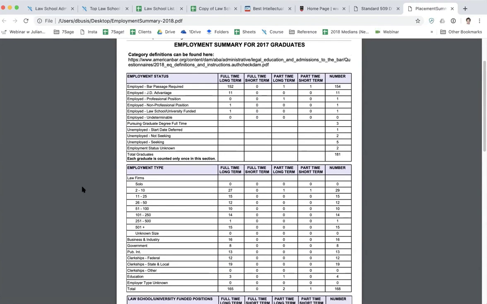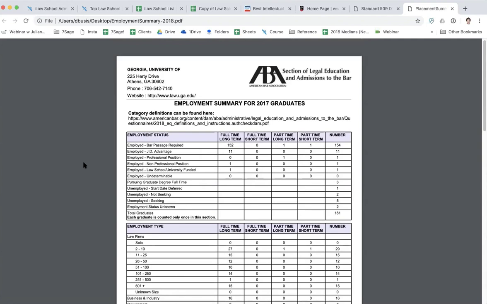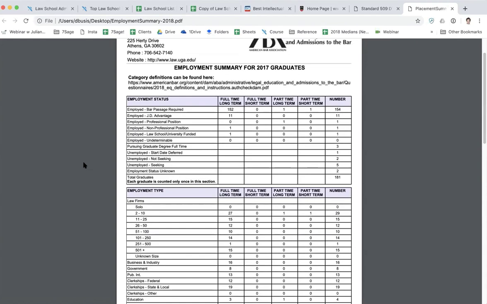Got it. So Elizabeth or Selene, I just pulled up this ABA employment summary for 2017 graduates for the University of Georgia. Can you help me read this? What should I be looking at?